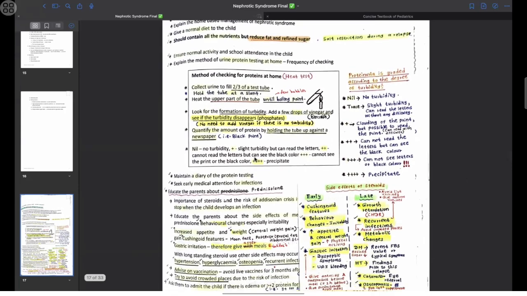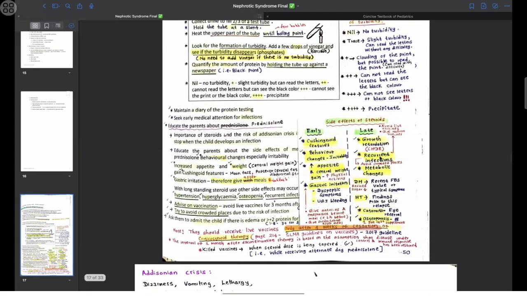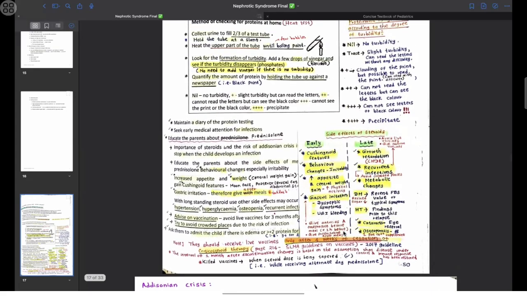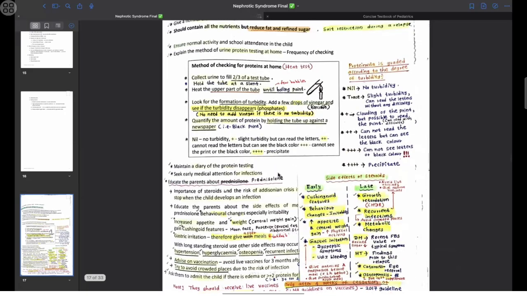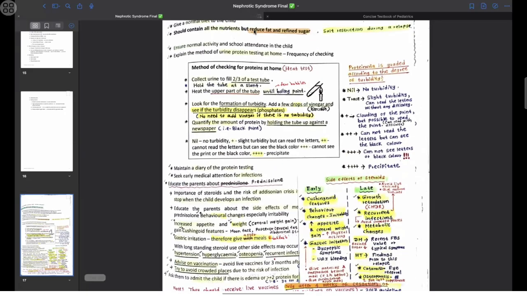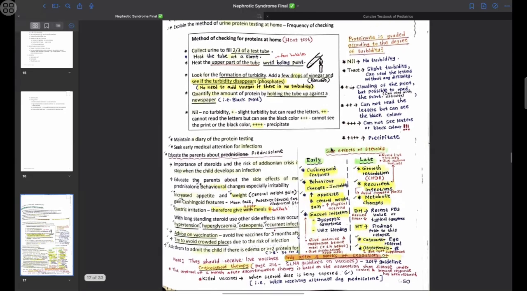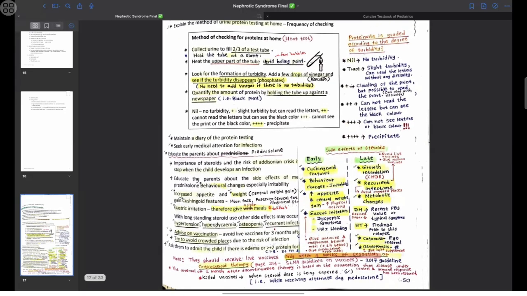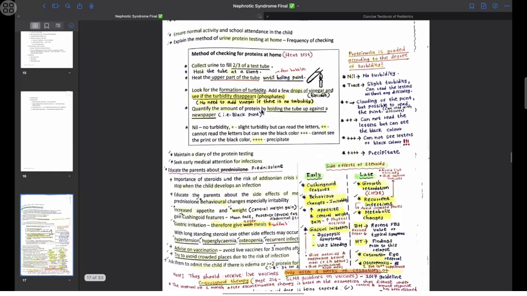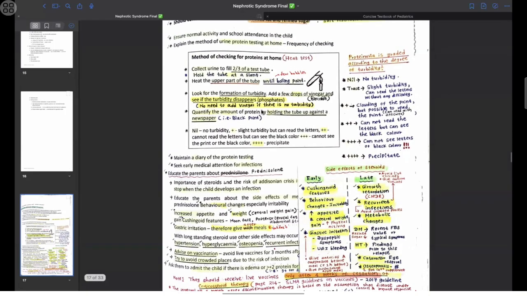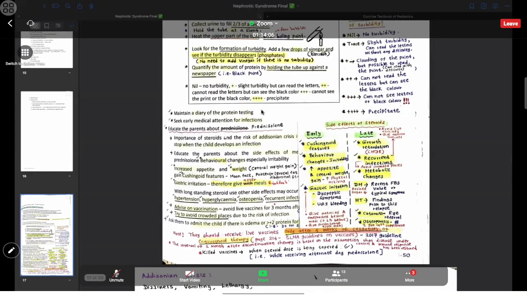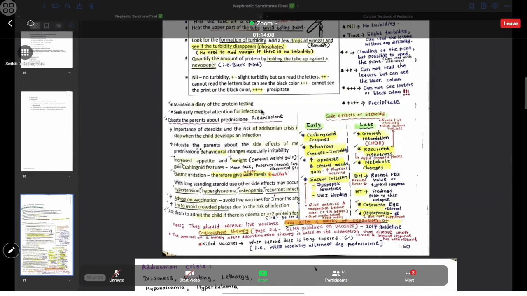So with the drugs, you have to educate about all the side effects of the drugs. I will skip this because most of you all know how to do this. Do you want me to go through this again in detail about these things? But how to do the heat test? I don't know that. Okay.